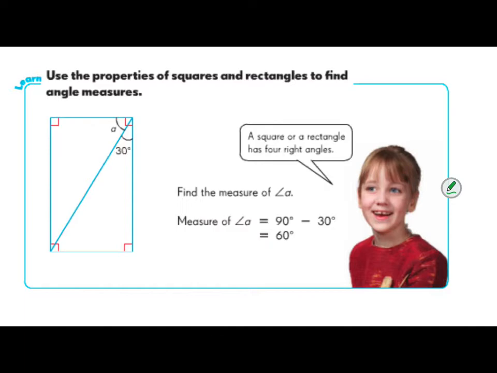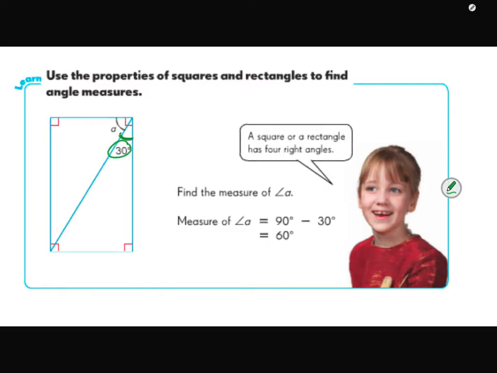I see that right here in this corner, this little piece is 30 degrees, and then it's asking me how much is A. Well, a lot of us want to just use a protractor and measure to find this, but you can solve this using just a math equation. If I know that this is a rectangle, then I know that all the corners of these angles are 90 degrees. So I know that this is 90 degrees, that's 90 degrees, that's 90 degrees, and that's 90 degrees.